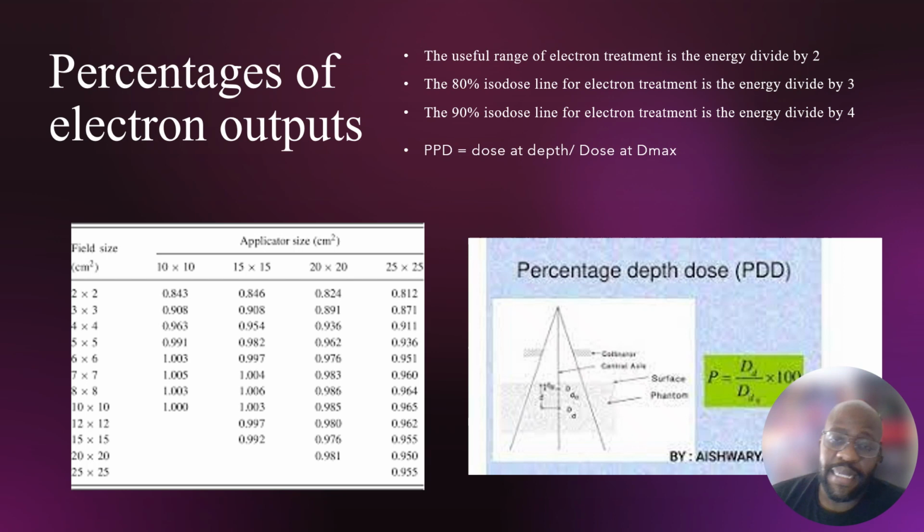We always track every day for our electron outputs. Each energy of electron has a different dose depth, and that needs to be checked, because if we're treating with a 12 MeV and we want to treat to the 90 isodose line, that dose is about 3 centimeters. But if that output is off, we could be treating 2 centimeters, or we could be treating past that, we could be treating 5 centimeters, meaning that we're missing the tumor.